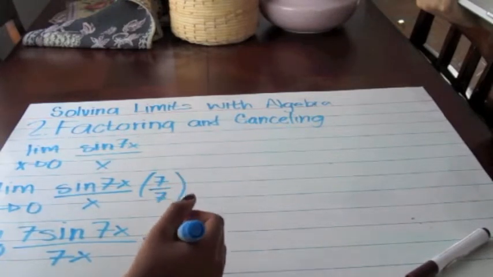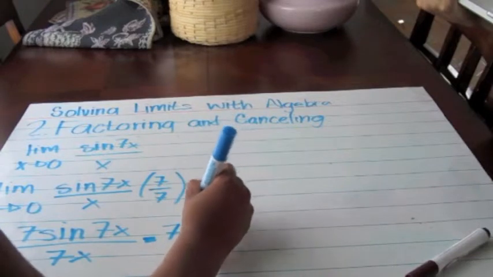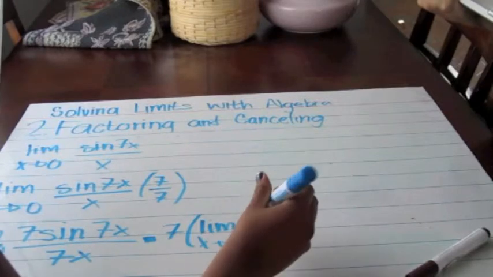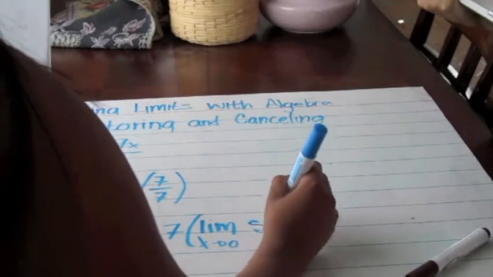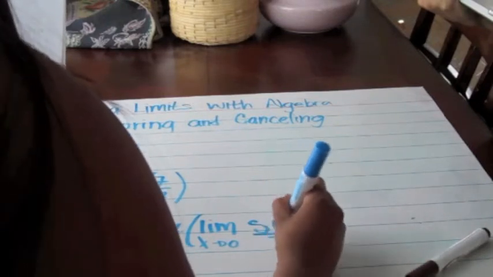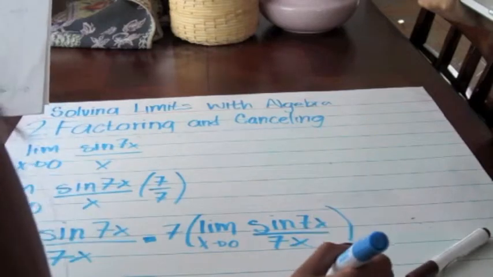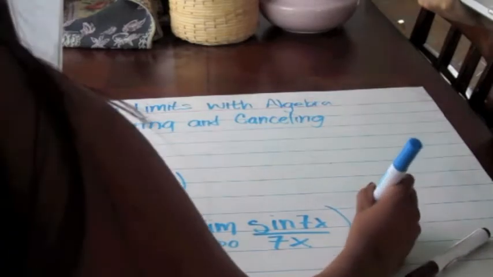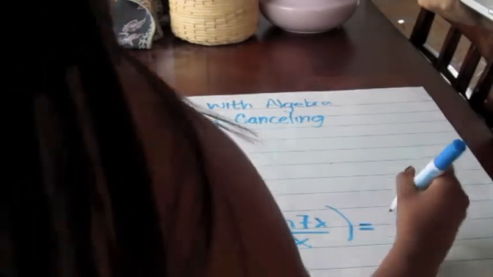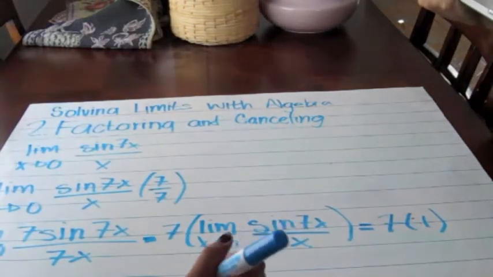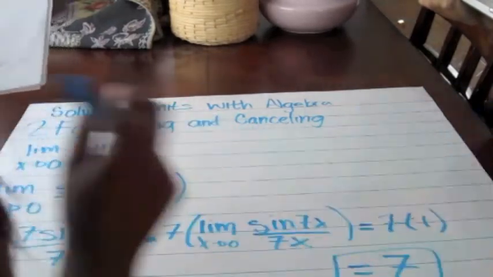Because we did that, we're now able to pull out a 7 from the numerator. So we multiply 7 times the limit of sine 7x over 7x as x approaches 0. For this specific problem, we want to substitute the 7x with a different variable, for instance z, and that simply leaves us with a 1. So 7 times 1 equals 7, and that's the answer to this problem.